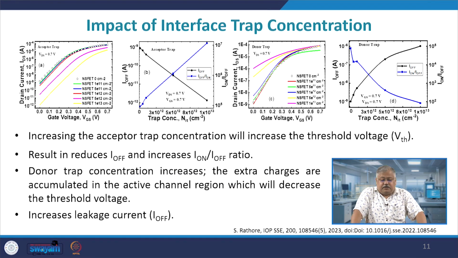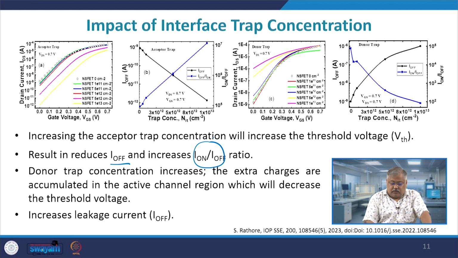Let us look at the impact of interface trap concentration. As you can see on the left hand side, as you go on increasing the trap concentration, the drain current starts to fall down, because the traps capture the electrons very easily, right. So, increasing the acceptor trap concentration will increase the threshold, and there will be a reduction in the value of I off, and therefore the ion to I off ratio will increase, right. There will also be an increase in the leakage current, provided you increase the interface trap charge density, and that is all visible in the 4 graphs which you see here.